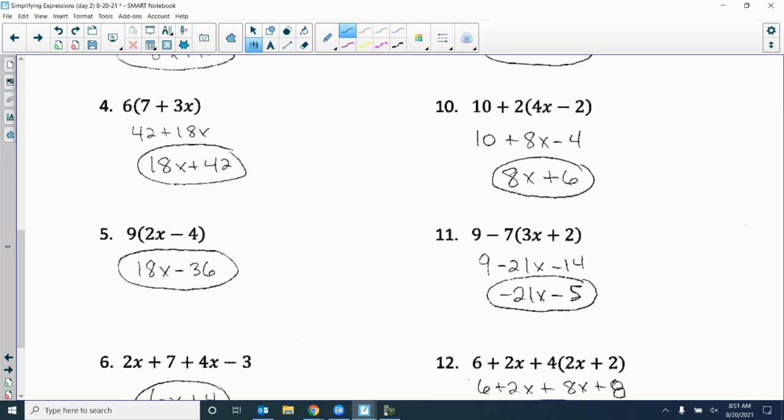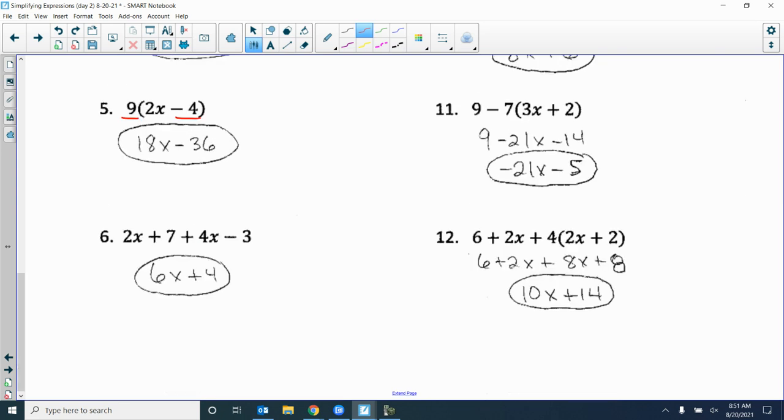9 times 2x is 18x. Now think of this, you got to watch the signs. I treat this as a 9, and I think of this as a negative 4. 9 times negative 4 is negative 36. Whatever that sign is, that becomes either my plus or my minus. So a negative 36, I just write it down as minus 36.